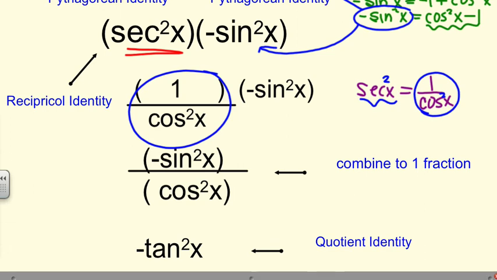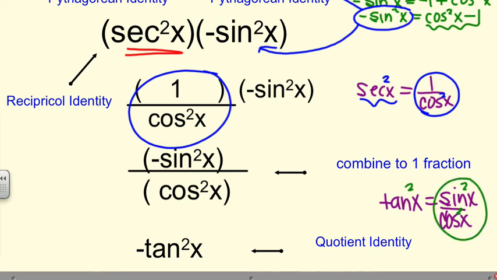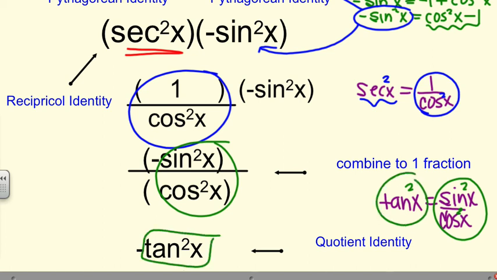And the last step is noticing that we have a quotient identity. The quotient identity says this. The tangent of x equals the sine of x over the cosine of x. But I have squareds, so I can just increase this by a power of a squared, and a squared. So I have this, so I replace it with tangent squared of x. But I do still have this negative 1, so I have to pull the negative 1. All right, so there's negative tangent squared of x.